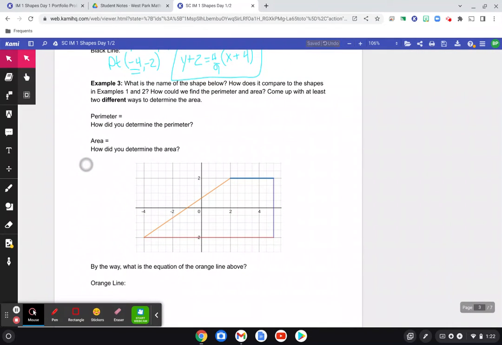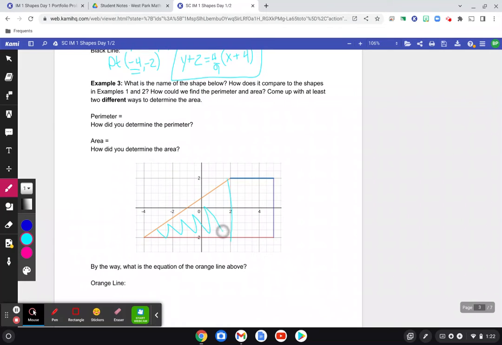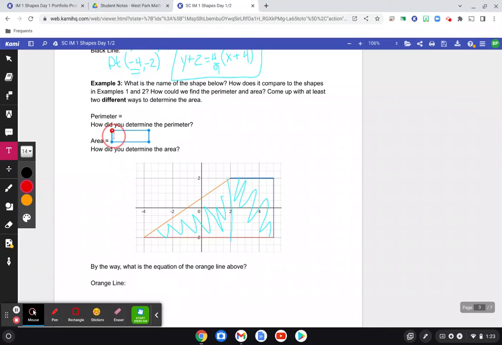This right here, a lot of students said, well, hey, I don't know what this shape is, but I can split it into a couple shapes I do know, a triangle and a rectangle. And that's great. You can find the area of the triangle, find the area of the rectangle. But this shape is actually what's called a trapezoid. And the area of a trapezoid can be determined by this fancy formula.